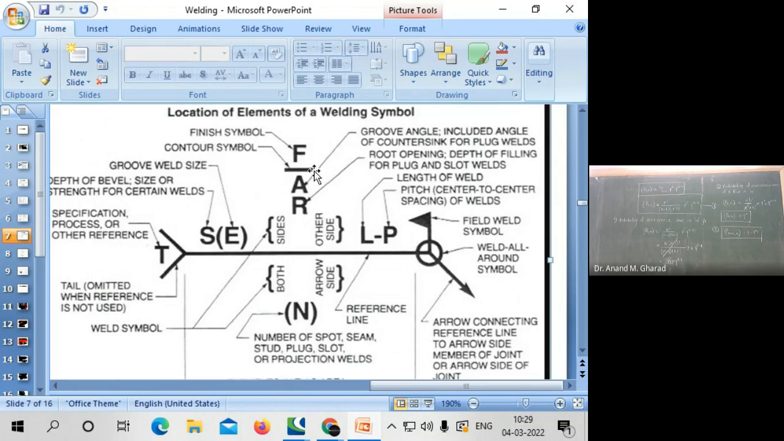Now see, this is one contour symbol. Contour symbol जैसे मैंने convex या concave, those are nothing but the contours. Those are known as contours. So this symbol is representing the contour. Finish symbol, as you have told me, groove angle, included angle of or countersink for plug welds. Then R is the root opening, length of the weld, and so on. Right? So now just we will try to understand how to incorporate this arrow and how to see the symbols.